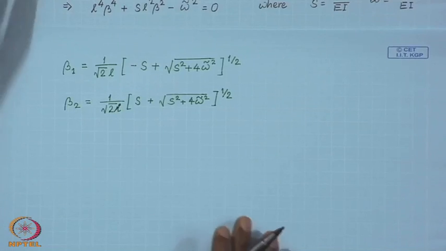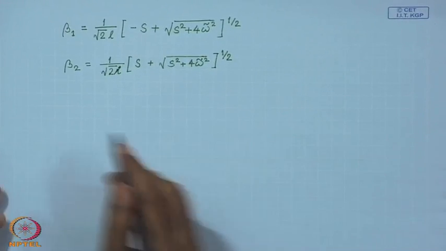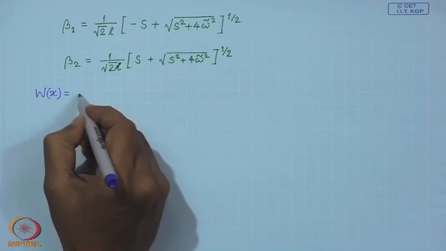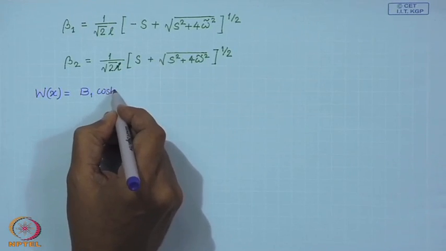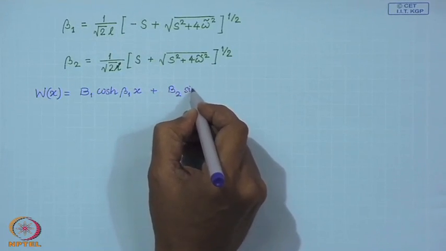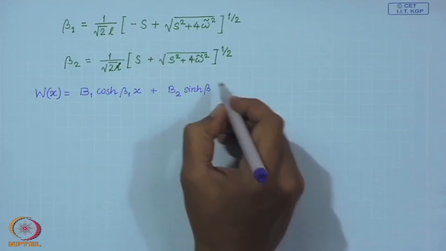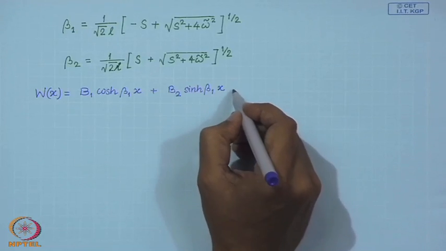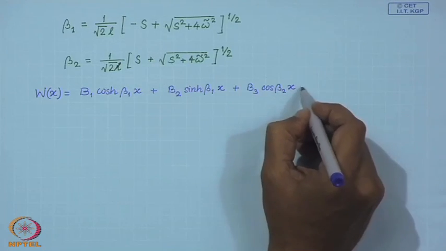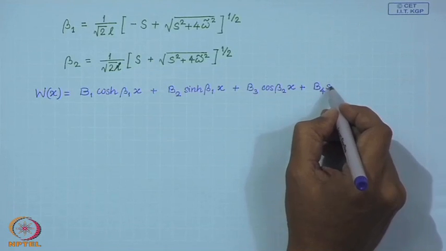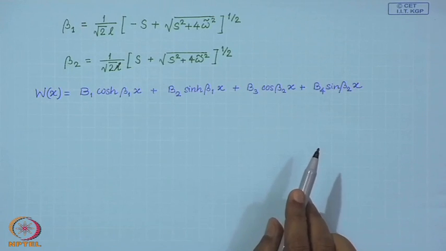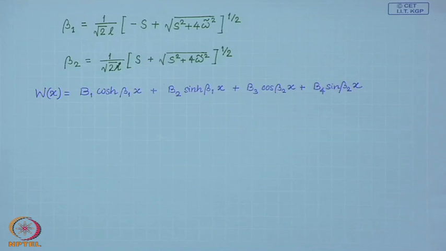so, I have written this beta 1 and beta 2 in such a way that I can write my solution of W as, so that is the general solution for W. Now, we must use the boundary conditions.